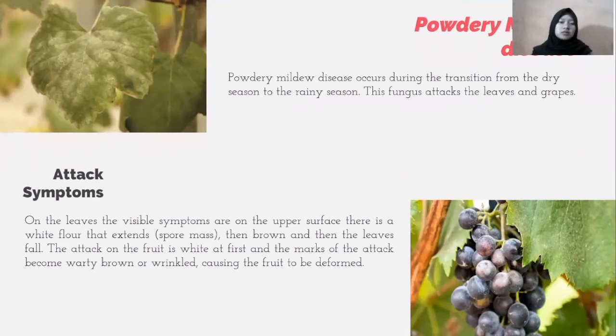Powdery mildew disease occurs during the transition from the dry season to the rainy season. This fungus attacks the leaves and the grapes. What are the attack symptoms? On the leaves, the visible symptoms are on the upper surface. There is a white powder that extends. There are spores, then it turns brown, and then the leaves fall. The attack on the fruit is white at first, and the marks of the attack become warty brown or wrinkled, causing the fruit to be deformed.